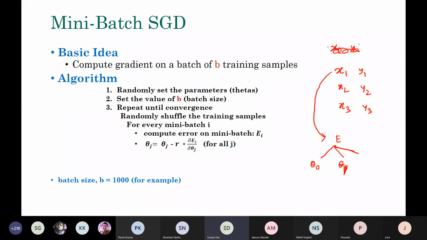Oh, okay, sir. So now I got it. Fine. Okay. So for every theta, if you update theta0, then our hypothesis will change, and then we update theta1. Or do we keep the hypothesis the same after updating all thetas?